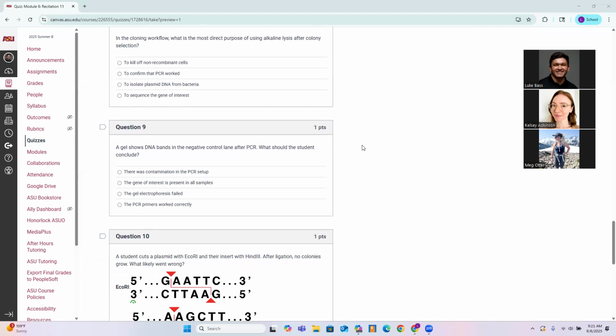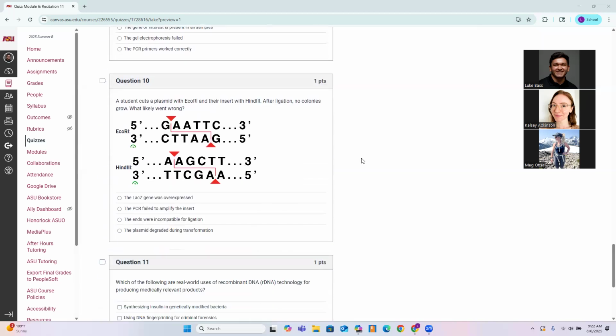Question nine asks, a gel shows DNA bands in the negative control lane after PCR. What should the student conclude? You never want a band in your negative control. That's why they call it a negative. So if you see something here, that means something else got contaminated or just really got in your PCR experiment that you don't want.